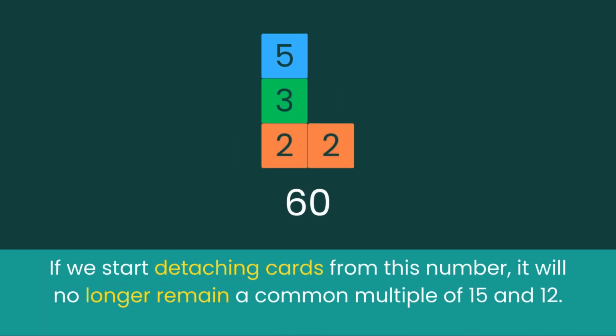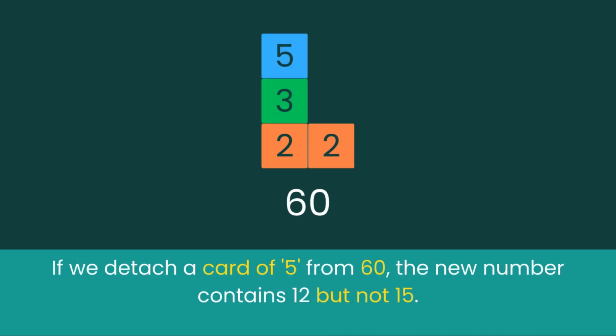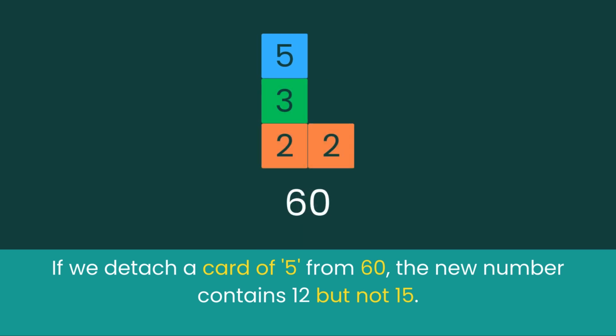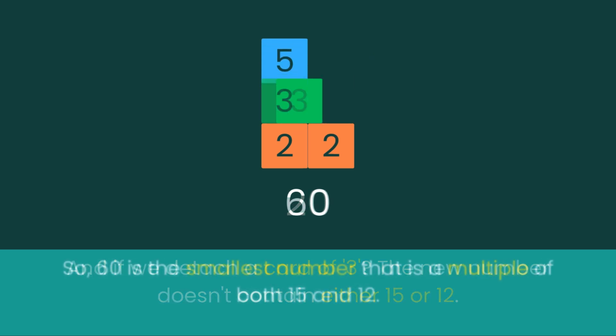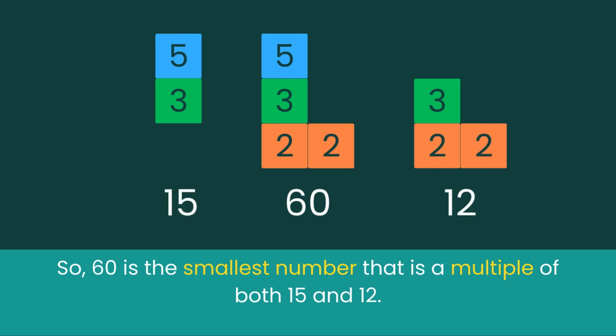However, if we start detaching cards from this number, it will no longer remain a common multiple of 15 and 12. For instance, if we detach a card of 2 from 60, the new number contains 15 but not 12. Similarly, if we detach a card of 5, it contains 12 but not 15. And if we detach a card of 3? The new number doesn't contain either 15 or 12. Fascinating, right? So, 60 is the smallest number that is a multiple of both 15 and 12.